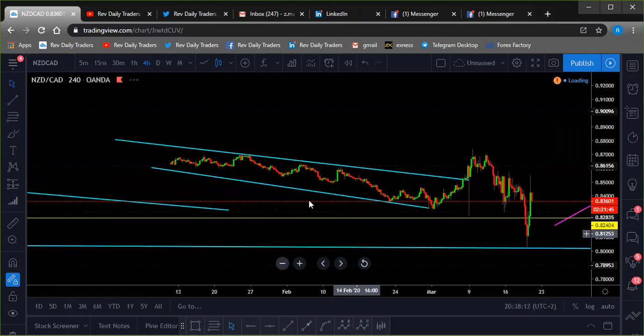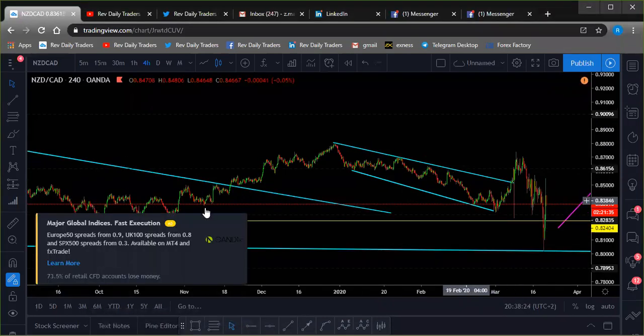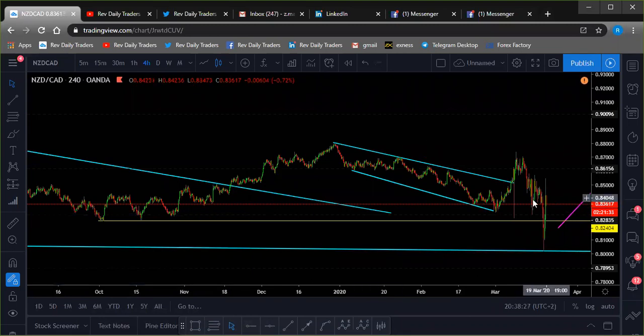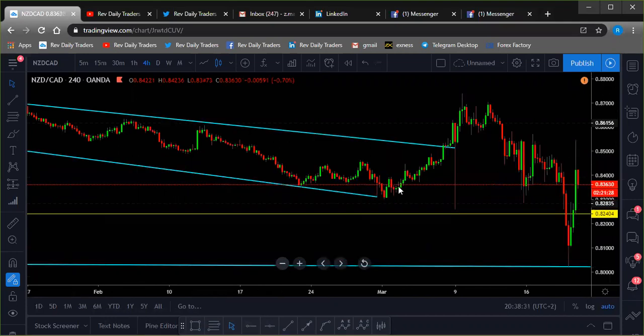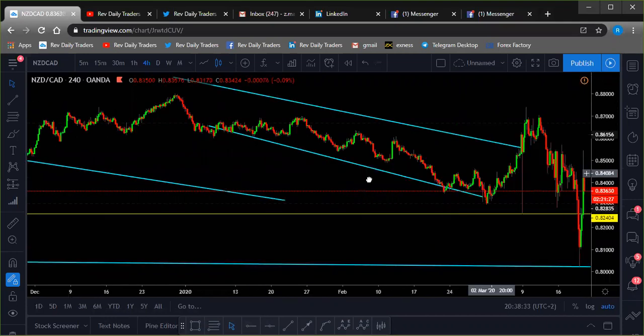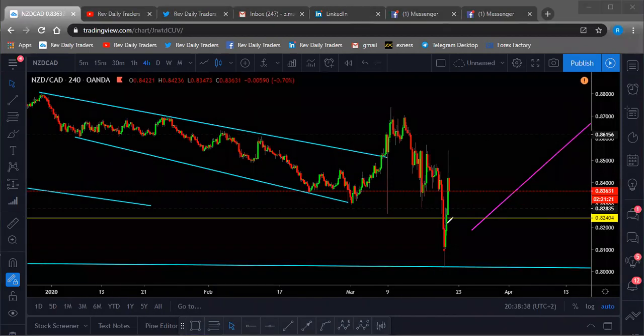On lower time frame, we did have this aggressive move here. Okay, let me show you this aggressive move. We got this aggressive move. Look for correction here again. Then take a trade.